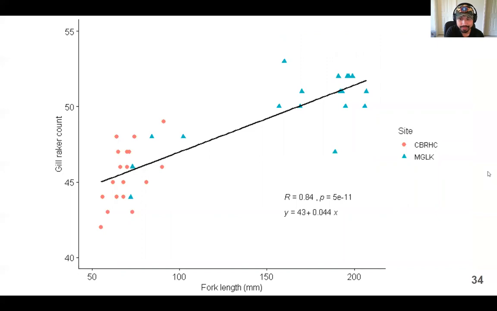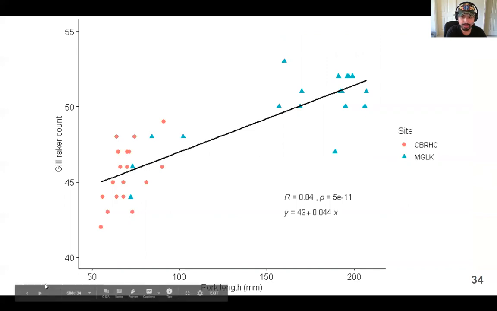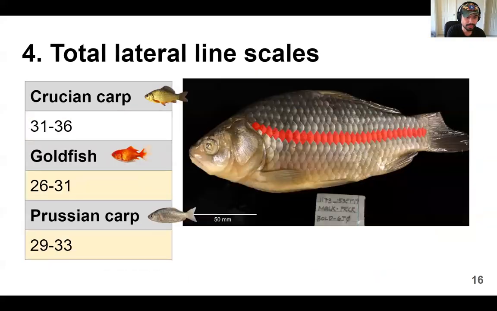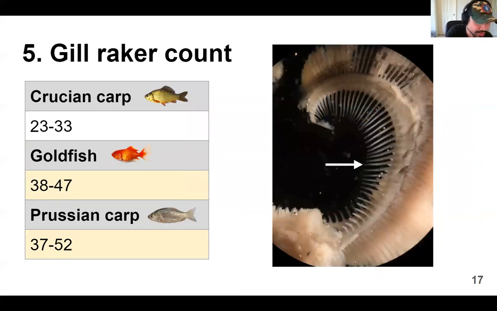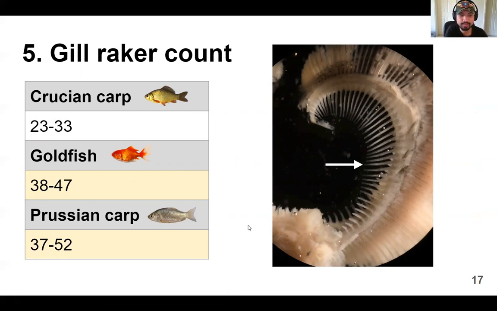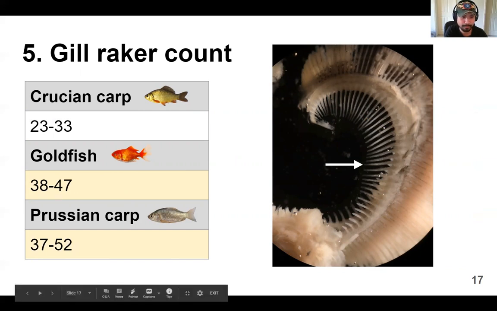Here's a neat figure that unfortunately I couldn't include in the talk. This is showing fork length, which is essentially the size of the fish, in relation to gill raker number. Now, going back, if we look at gill raker count, we can see that there is much overlap in the expected values for goldfish and Prussian carp. However, the upper limits for Prussian carp were above the upper limit for goldfish, with 37 to 52 for Prussian carp and 38 to 47 for goldfish.